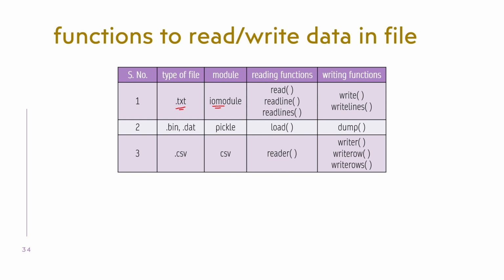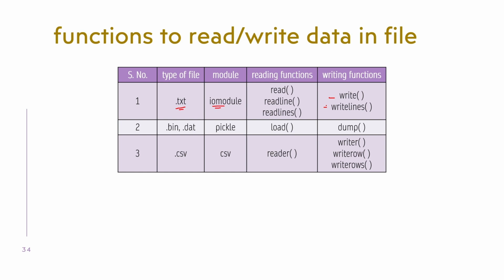When coming to the reading functions of the .txt file, we have three major functions: read, readline and readlines. The read function is to read a specific number of bytes from a file. Readline is for one line and readlines is for multiple lines. Similarly, when coming to the writing functions, we have two major functions, write and writelines. Write क्या हो गया basically to write a specific number of bytes in a file and writelines is to write a specific number of lines in a text file.